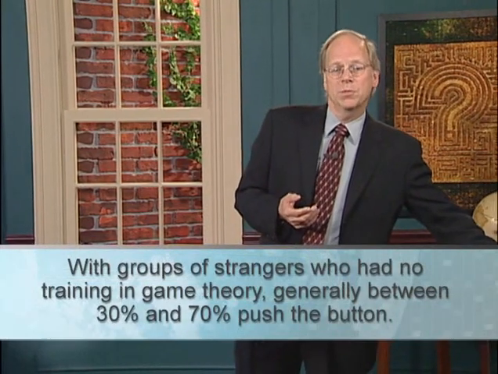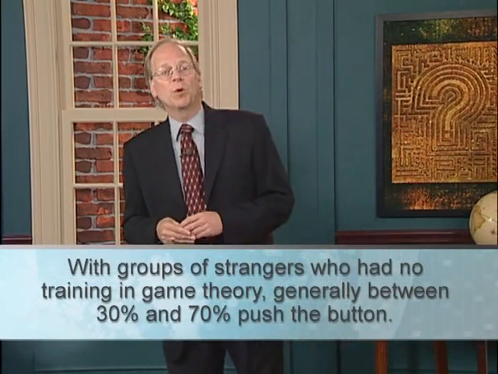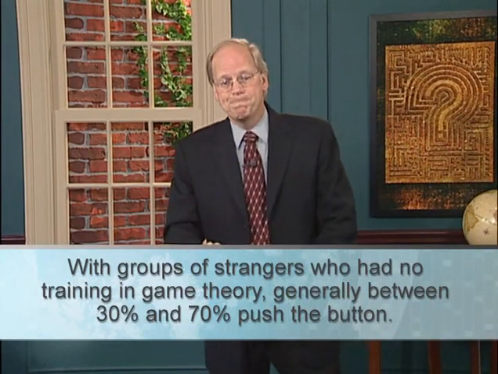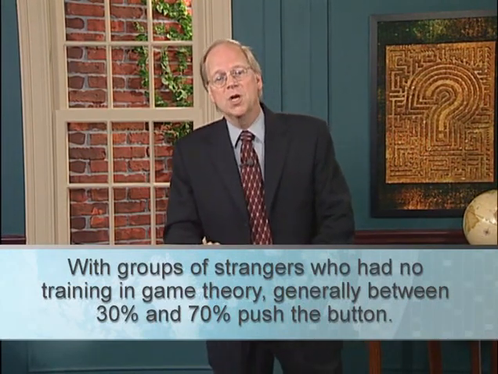Okay. With groups of strangers who have no training in game theory, generally somewhere between 30 and 70% of the people push the button. That's a pretty wide range. But if you take the average, you get 50%. So if you didn't push, that means that you're now broke. If you pushed, you still have $50. This might not make that much of an impact on you. After all, this was just a game.